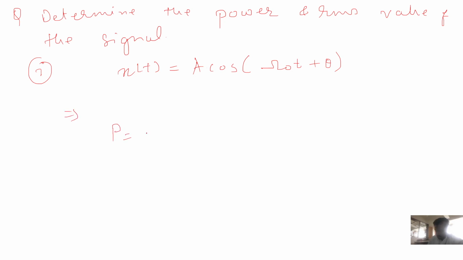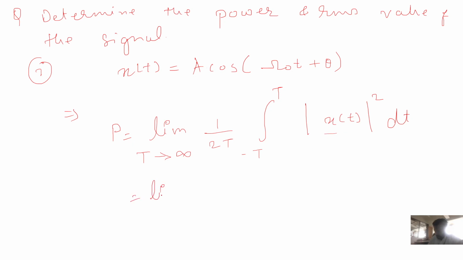What is the power? Power, we saw yesterday, is the limit as T tends to infinity of 1 upon 2T times the integration from minus T to T of mod x(t) squared dt. This is the formula which we are going to use again and again. Let us put the value of x(t) in this equation.